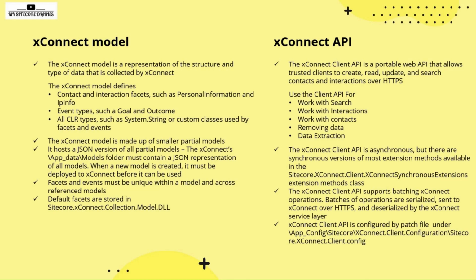If I summarize this, the xConnect model is basically where you define the structure and data type of your collected data, which contains your contact and interaction facets, for example personal information and IP. It also contains the events and all the scalar types, System.String or any custom class which you want to use. The xConnect API is a portable web API that allows functionality like working with search, interactions, contacts, removing data, and extracting your data. It is asynchronous by default, but if you want a synchronous way, there is a class you can utilize. It has extension methods which can help you do this synchronously.